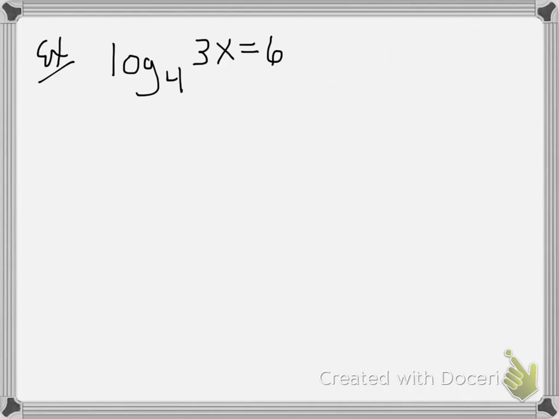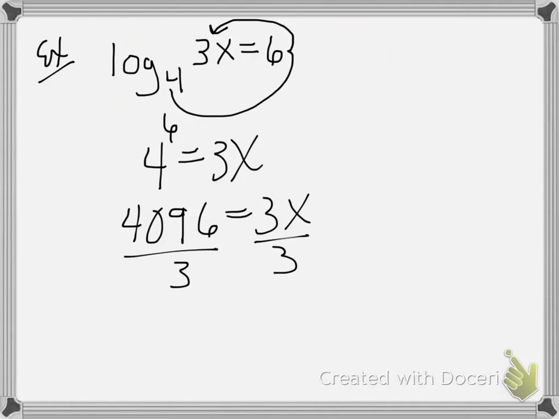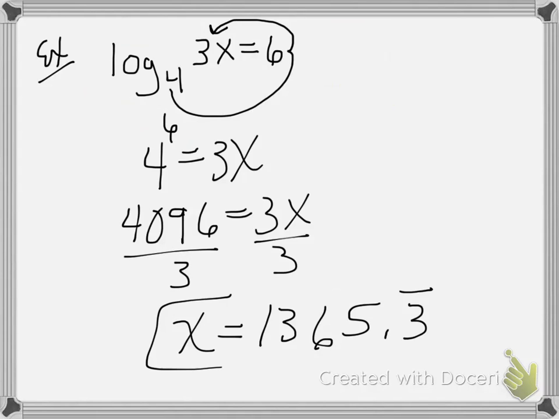All right, we have another problem here that we're going to use the rewriting. So I'm going to do 4 to the 6th power equals 3x. 4 to the 6th power, you have to do this in your calculator, but it turns out to be 4,096. Then I divide both sides by 3, and I get x to be equal to 1,365.3 repeating. You don't have to put that little repeating part if you don't want to, but that's the answer, 1,365.3.